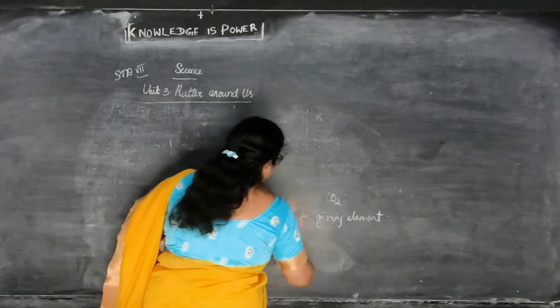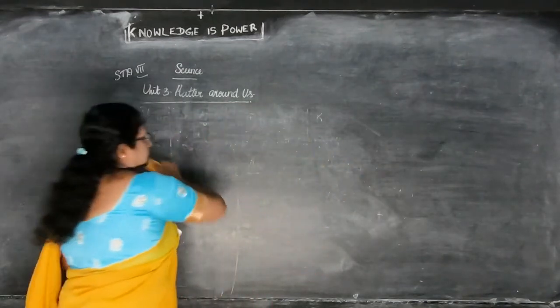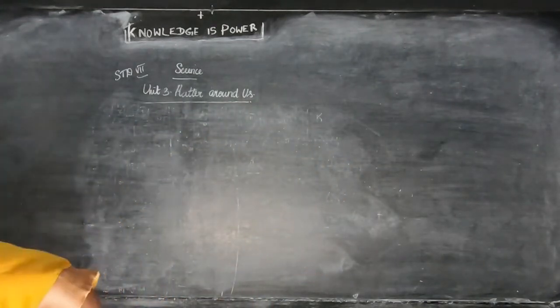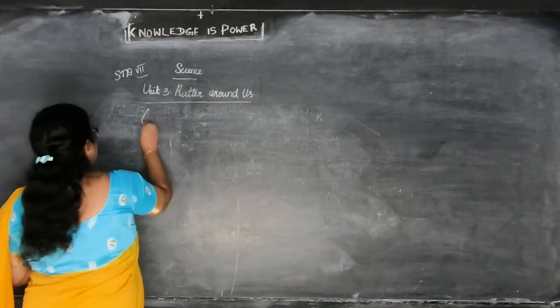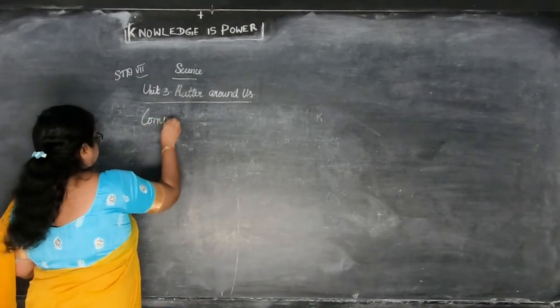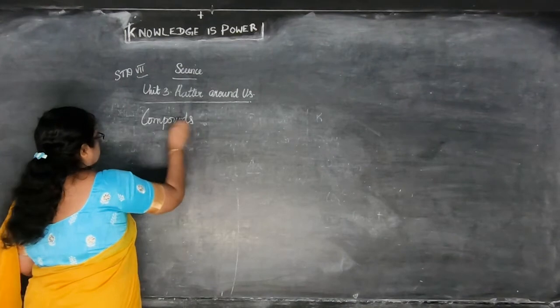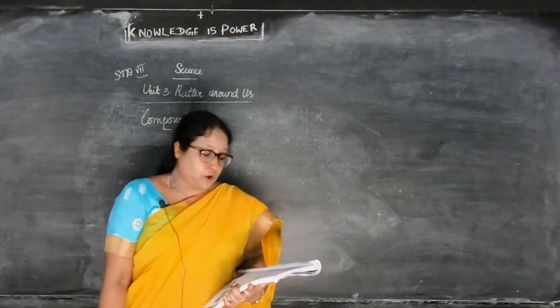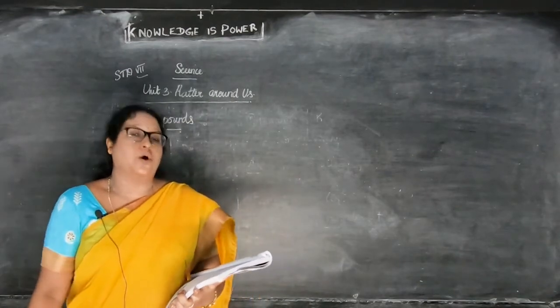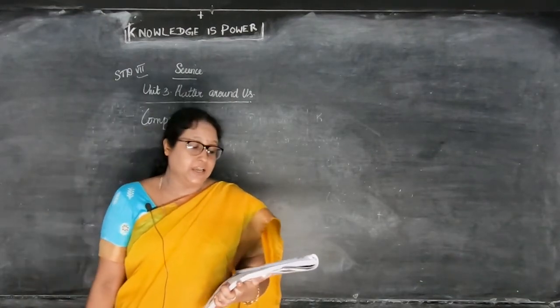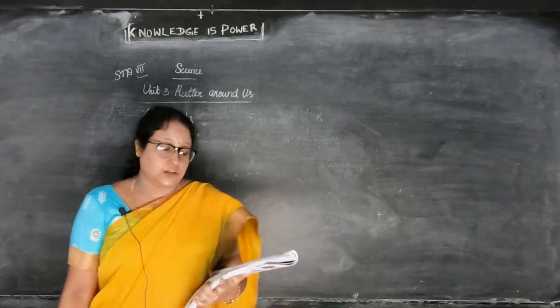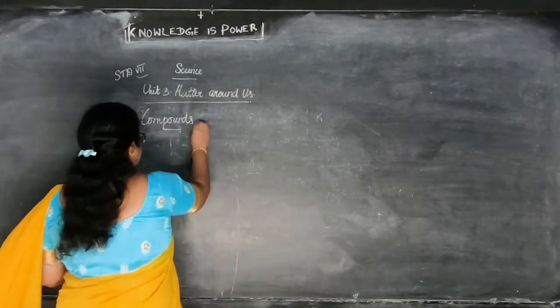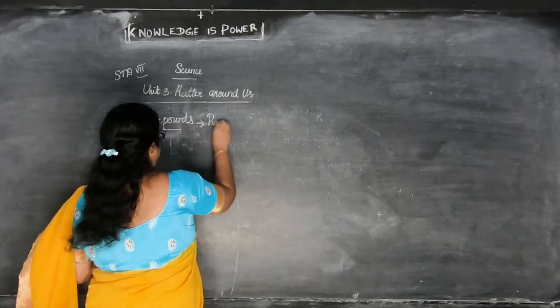So we have finished the elements and we've seen the symbols also. So next we are going to go to the compounds. What is next? Compounds. A compound is a pure substance that is formed when the atoms of two or more elements combine in definite proportion. So what's a compound? A pure substance.